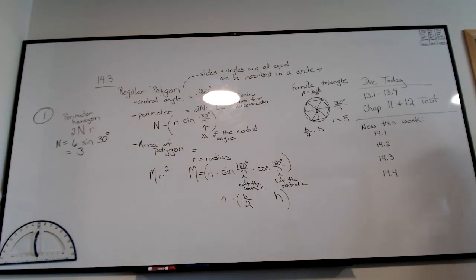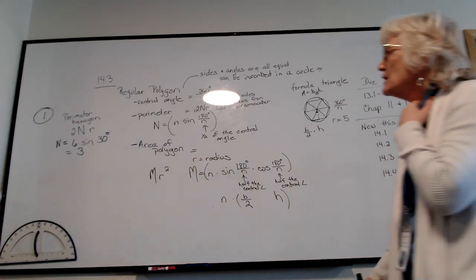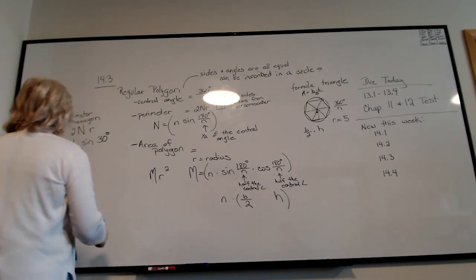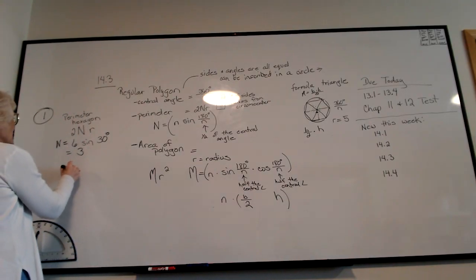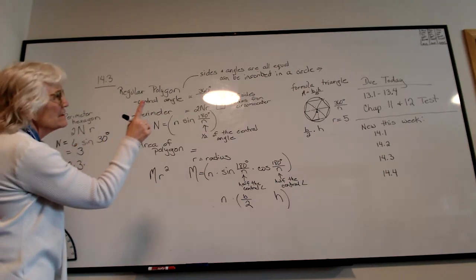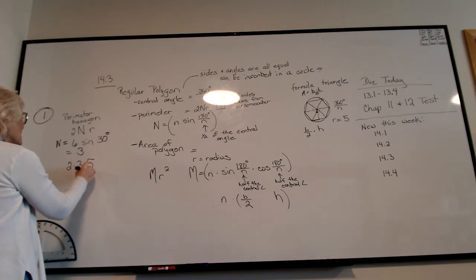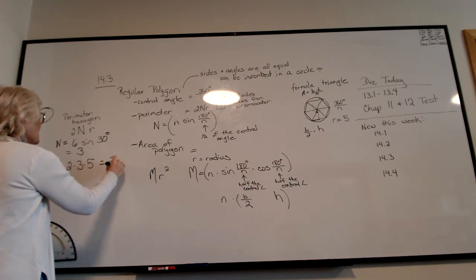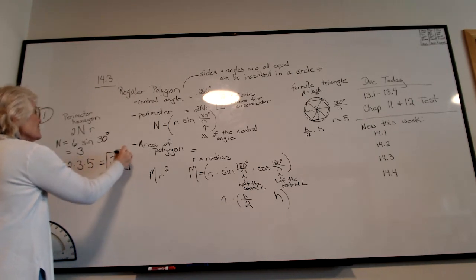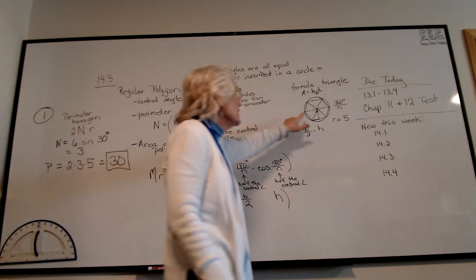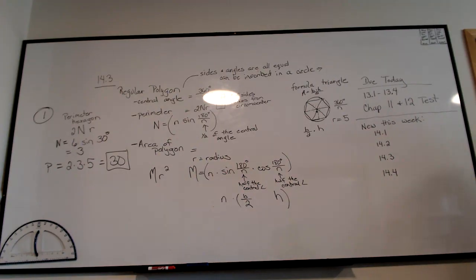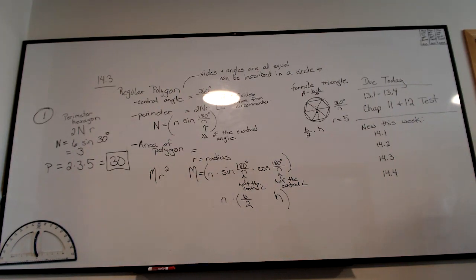Okay, then it says you are going to multiply it by 2 times the radius. So you take 2 times n, which is 3, times the radius, which is 5. This is going to equal the perimeter, which is 30. So the perimeter of this polygon is 30. Okay, and that's where we get that.